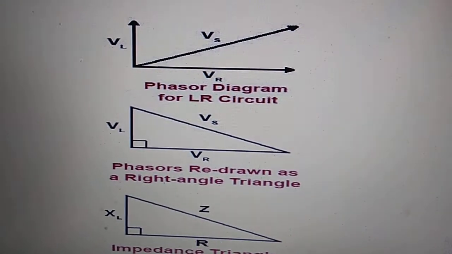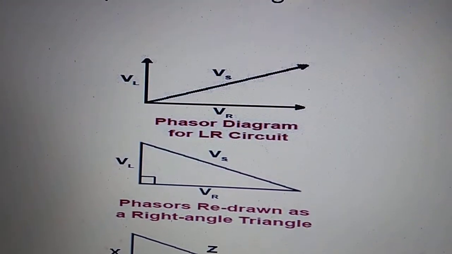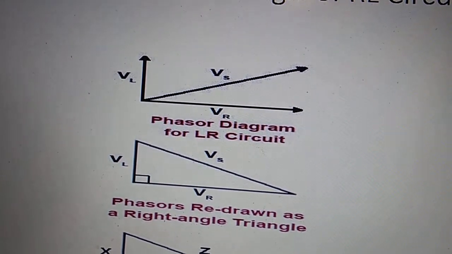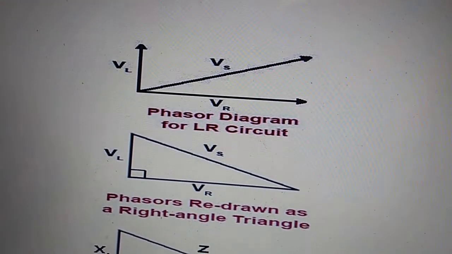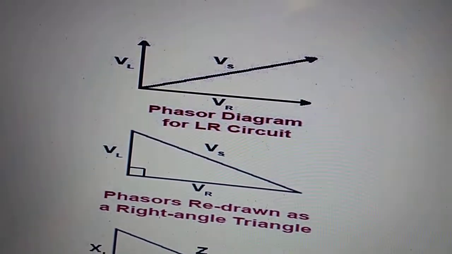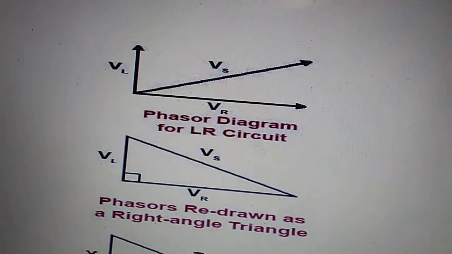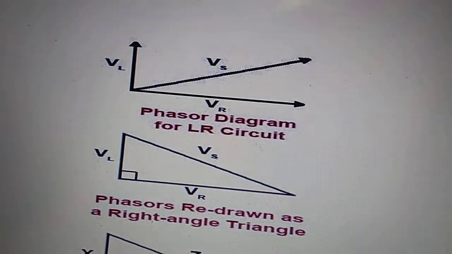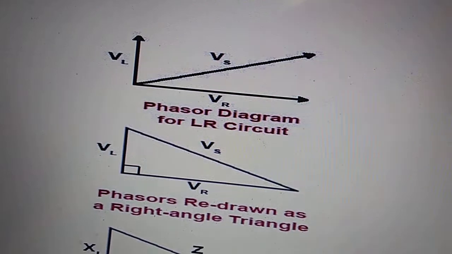Now this is how we are finding out the impedance triangle for RL circuits. As we already know how the phasor diagram for an RL circuit will look. The resistor voltage and current will always be in the same phase, and the inductor voltage will be 90 degrees leading the current or the resistor voltage, and Vs is the final voltage that we are getting. So this is the phasor diagram.